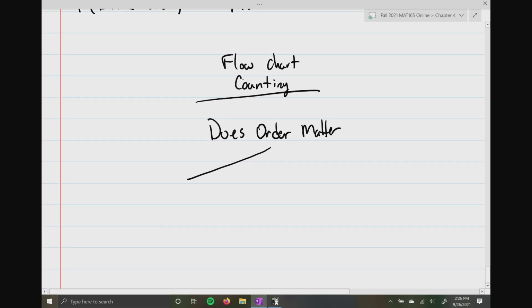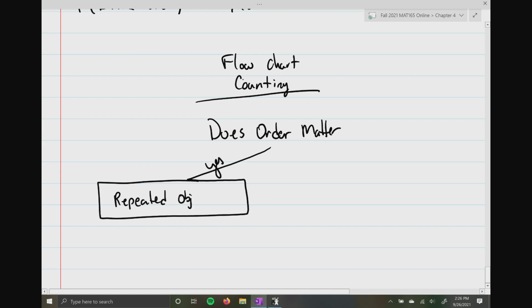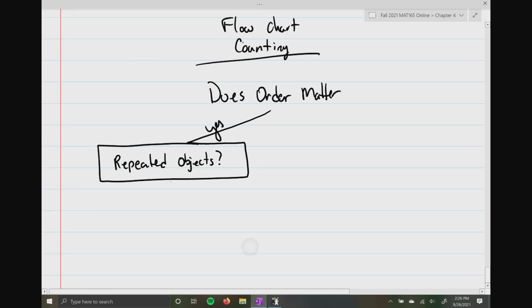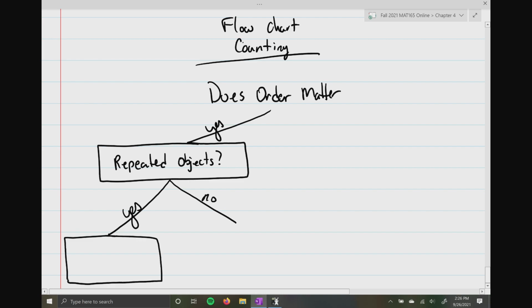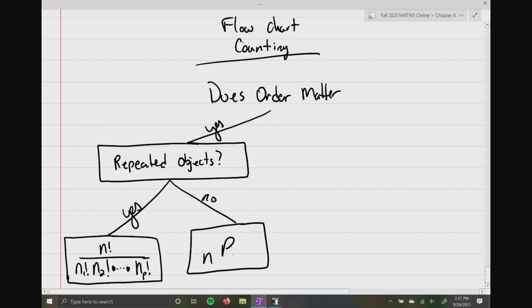let me write it up here. The next question you want to ask yourself is, are there repeated objects? Okay? And from here, you have two options. Yes or no. If the answer is yes, you have repeated objects, then you're going to use the n factorial over n1 factorial times n2 factorial, and you keep doing this for however many repeated objects you have. If the answer is no, then you use just the traditional permutation calculator or formula.